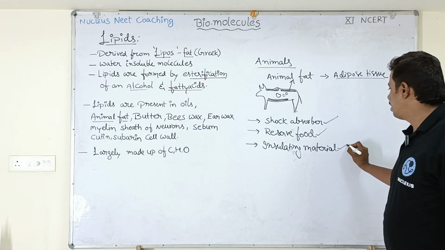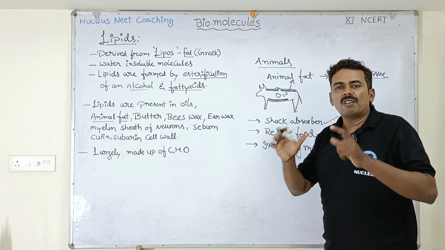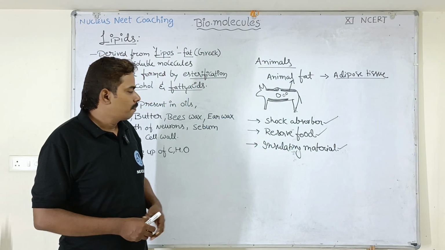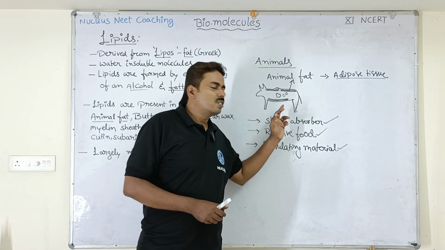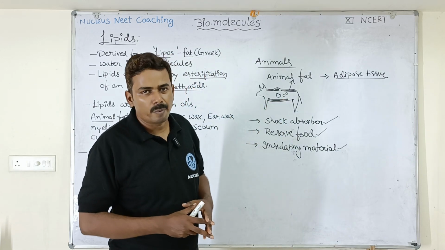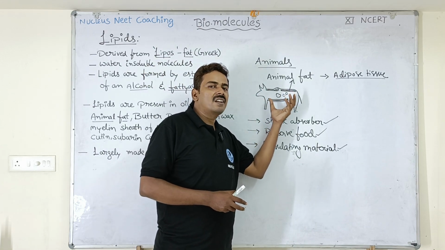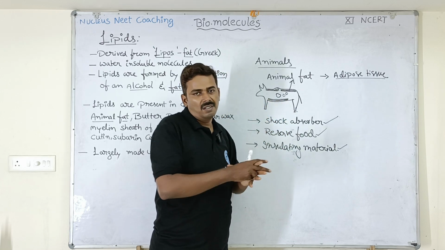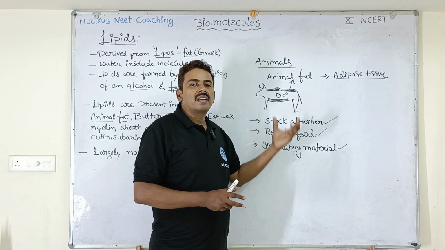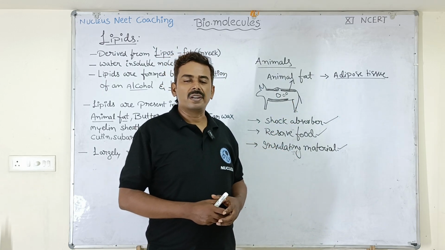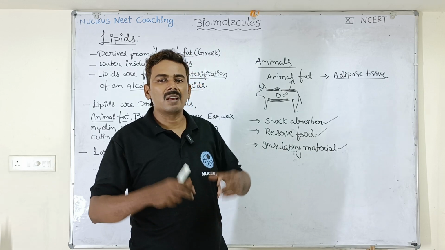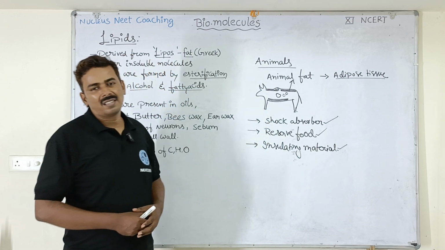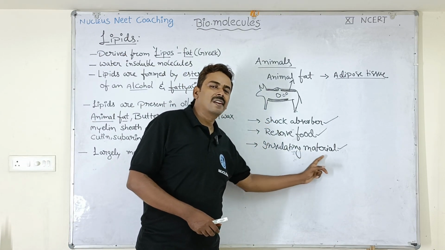Next is insulating material. Animal fat acts as a wonderful insulating material. It protects the body from shivering cold during the winter season. The fat present below the skin has beautiful insulating properties. It will not allow the heat generated inside the body to dissipate out. This thick layer of fat holds the heat within, so the animal can keep its body warm even during harsh winter. That is how many polar animals like penguins, seals and polar bears survive harsh winter seasons, using animal fat as an insulating material.